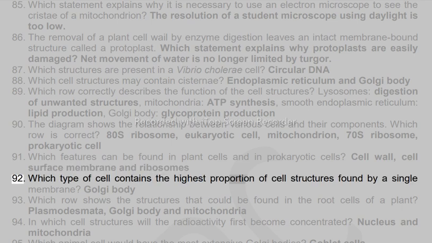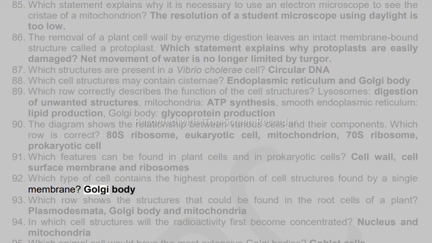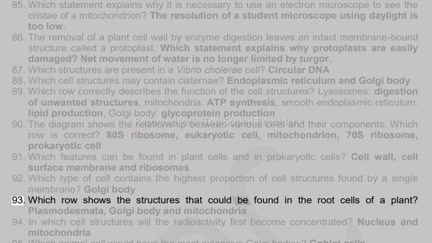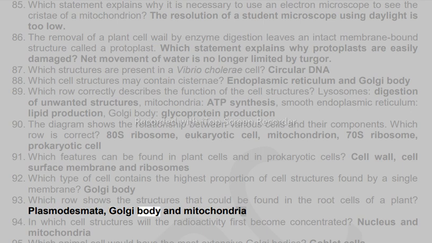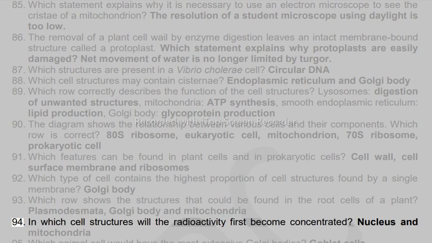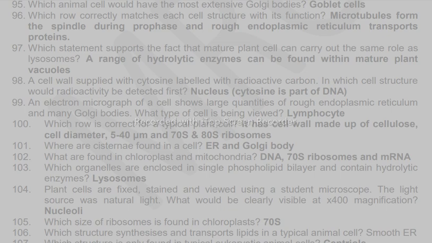92. Which type of cell contains the highest proportion of cell structures surrounded by a single membrane? Golgi body. 93. Which row shows the structures that could be found in the root cells of a plant? Plasmodesmata, Golgi body, and mitochondrion. 94. In which cell structures will the radioactivity first become concentrated? Nucleus and mitochondrion. 95. Which animal cell would have the most extensive Golgi bodies?